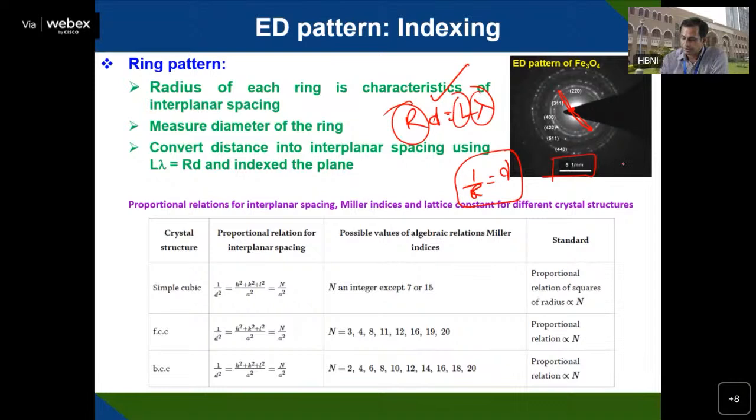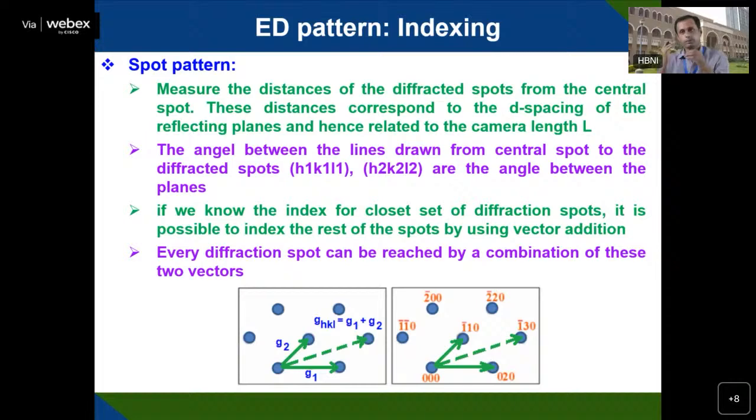But if the scale is in nanometers, like 10 nanometers or 2 nanometers, instead of inverse nanometers, then you have to use this particular equation to get the ring's d value. Then, with the JCPDS data, you can calculate for which d value that particular plane is coming. Using this equation, you are able to get each d spacing of this element. This was for a polycrystalline metal, where you get rings in this way, but if it is a single crystal, you'll get these spots.